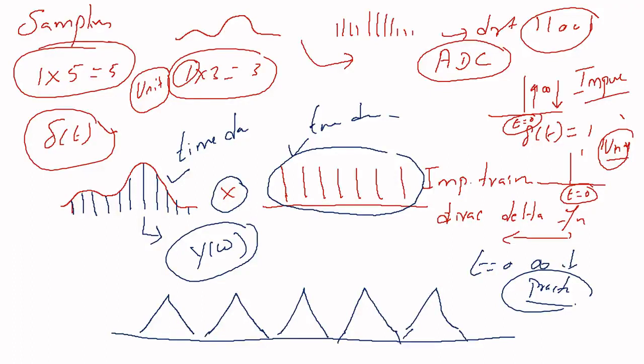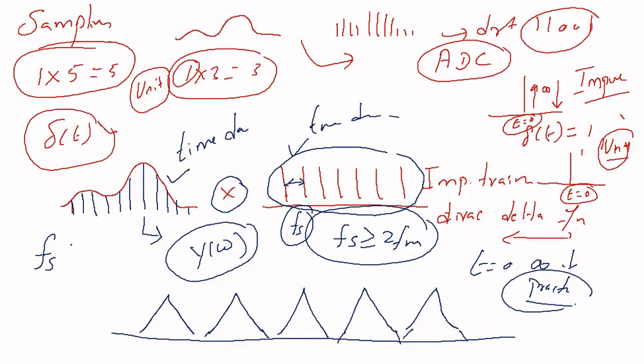And one more thing I told you: the gap between the pulses is related to the sampling frequency. The rule is fs should be greater than or equal to 2fm, right? If this has been violated, then after multiplying, the value we get, let us call it y of t, when we take y of omega there will be a serious overlap. In this case there is no overlap, right? Here the triangles are clearly lying in different sections.